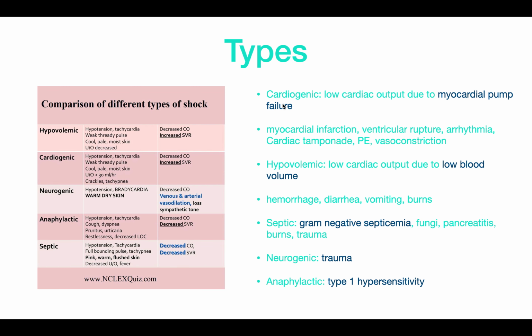Sorry. The cardiogenic type is going to be a low cardiac output due to a myocardial pump failure. So it's the failure of the heart itself. It's going to be characterized by hypotension, tachycardia, a weak, thready pulse, which is important, and very cool, pale, moist skin. So this is also a really important diagnostic feature. There's crackles, tachypnea, increased systemic vascular resistance.